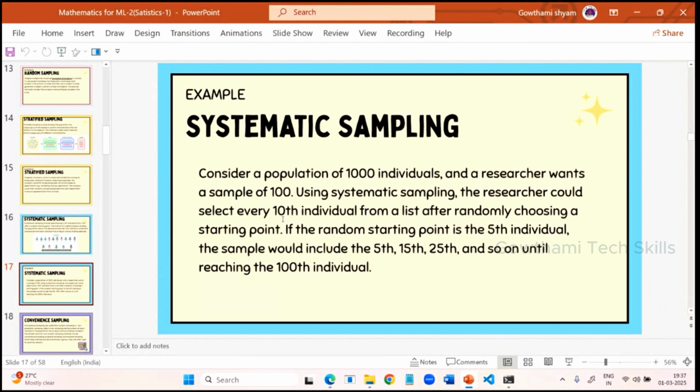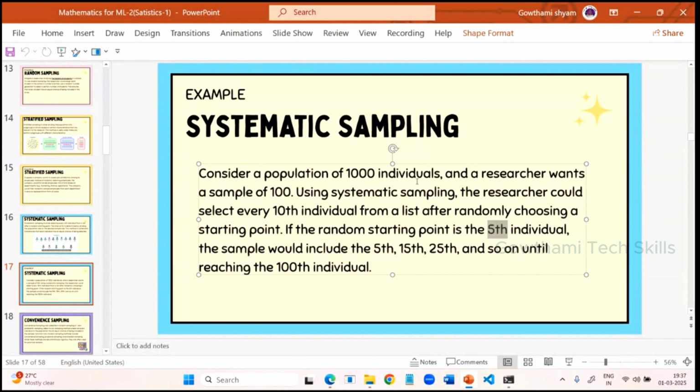So equal into 10 intervals. Among these, first you are considering the fifth individual. If you have started with the fifth, then add 10, that means 15. 15 plus 10, 25th. 25th plus 10, 35th, like that. Understanding this is what systematic sampling is.